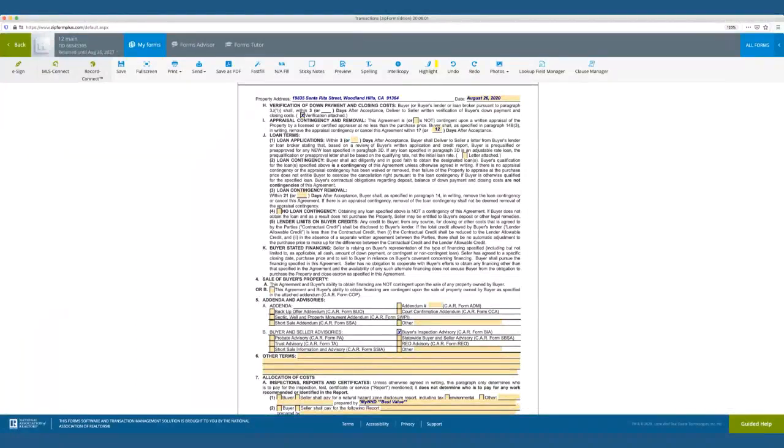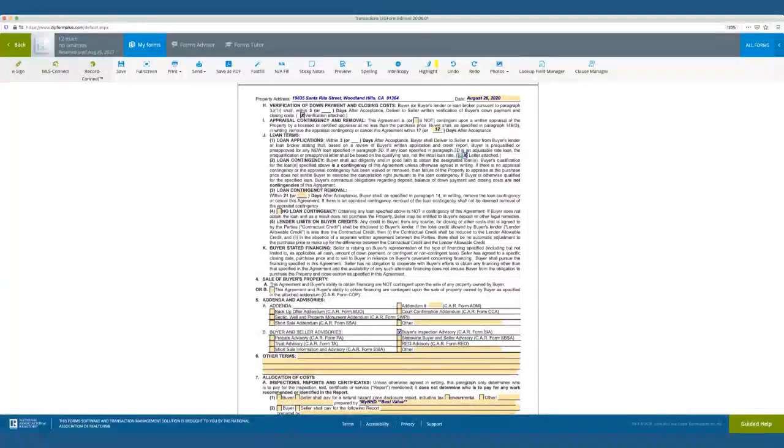Loan applications, the contract says 3 days they're going to put in a loan application. Well, nobody's going to look at this offer either if you haven't already done the loan application. So you need a pre-approval letter. So also attach that letter.